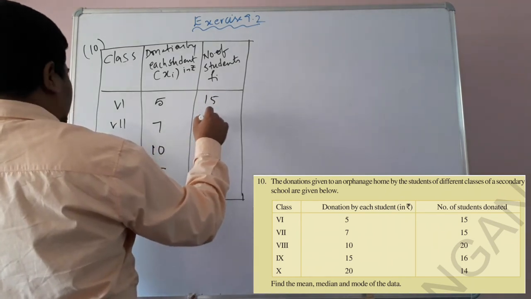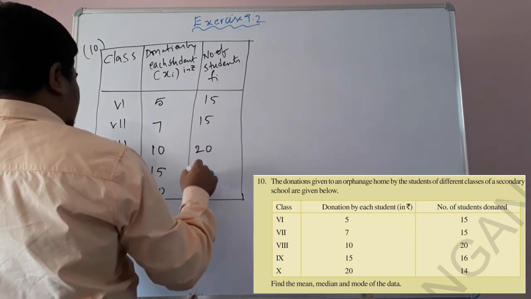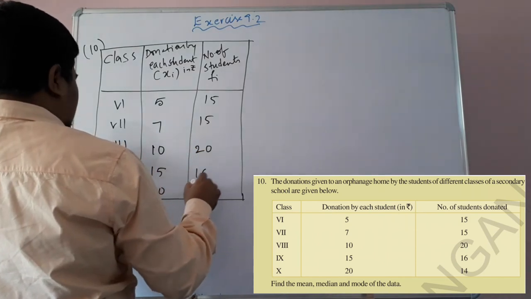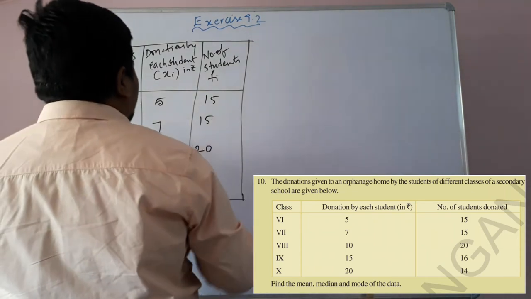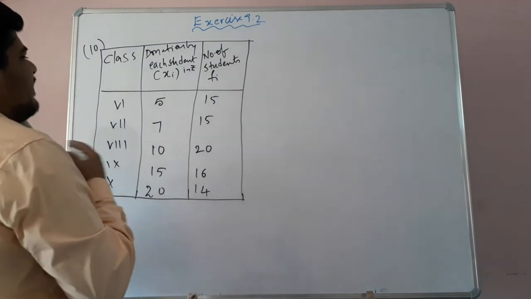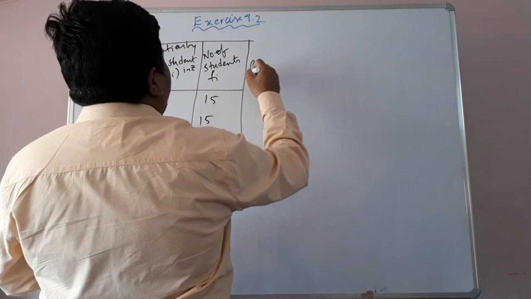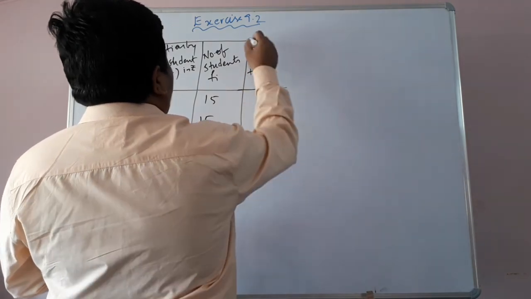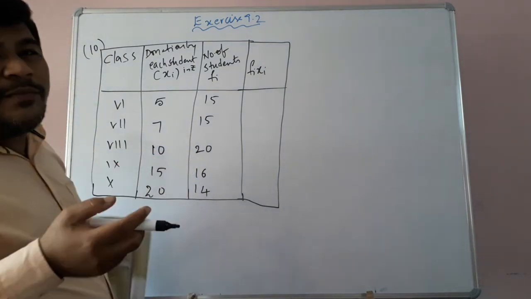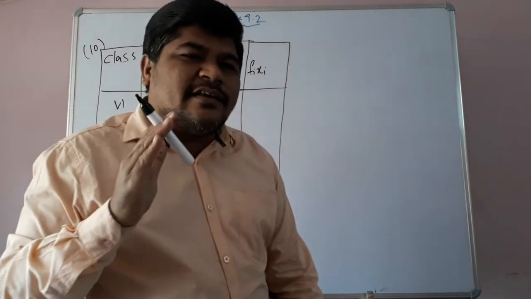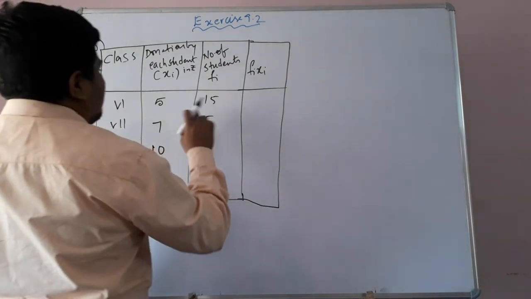In 7th class 15 students donated. In 8th class 20 students donated. In 9th class 16 students donated. In 10th class 14 students donated. Okay, so children, here mean, we use the direct method, children, because small values are there. So Fi Xi values we find first, because to find the mean, what is the formula in direct method? Sigma Fi Xi by sigma Fi. So Fi Xi values we will find, children.